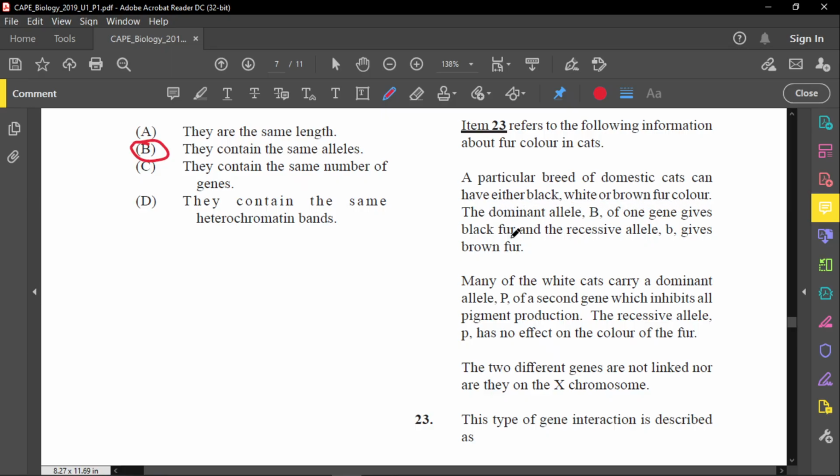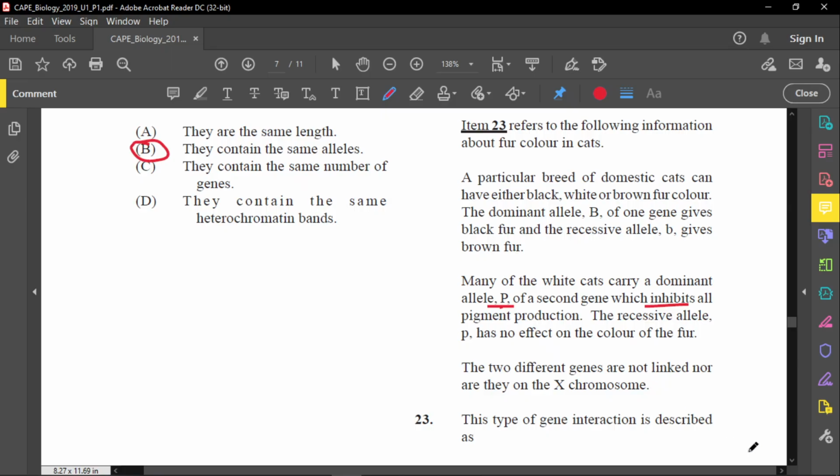So black fur is dominant, and the recessive allele b gives brown fur. So brown is recessive, black is dominant. It said many of the white cats carry a dominant allele P. So it's something interesting happening here now. It's a second gene which inhibits. So P is inhibiting all other pigments. So this is like albino type of stuff. It said the recessive allele p has no effect on the color of fur. It said the 2 different genes are not linked, nor are they on the X chromosome. So this is not any sex-linked chromosome.